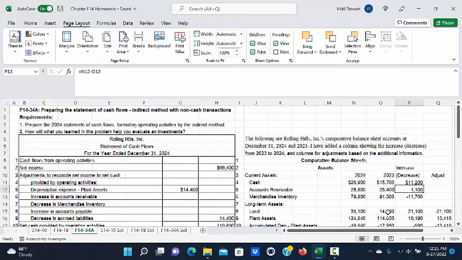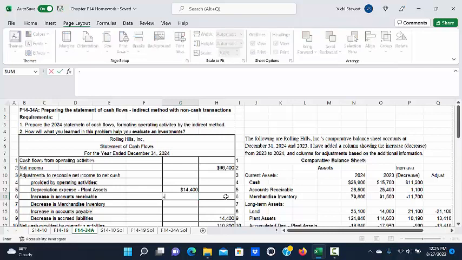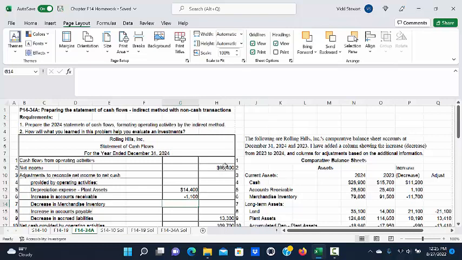So our first current asset is accounts receivable. We can see that accounts receivable increased by $1,100 from 2023 to 2024. So when our accounts receivable increases, we subtract that amount from net income. Now, why is that the case? It just means that we have sales that were included in the calculation of net income that we have not collected yet. So that $1,100 would need to be subtracted to get to the amount of actual cash that has been provided.